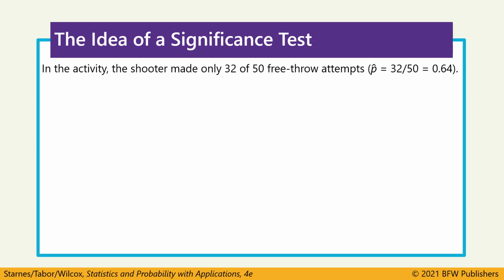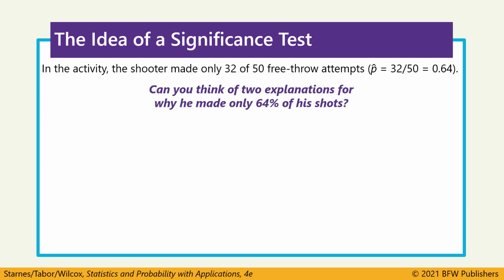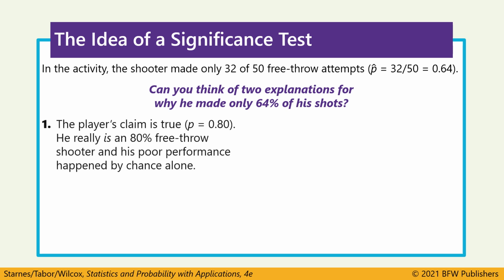So let's look a little closer at this sample and talk about some explanations as to why he only made 64% of his shots. The first explanation is that he's telling the truth. He actually can shoot 80% of his free throws overall, but he's not always going to make exactly 80%. Sometimes he'll make a little more, sometimes he'll make a little less, just like if we were to flip a coin 100 times, we're not always going to get exactly 50 heads, 50 tails. So maybe this result of 64% is him just making a little less than the true proportion of 80%.